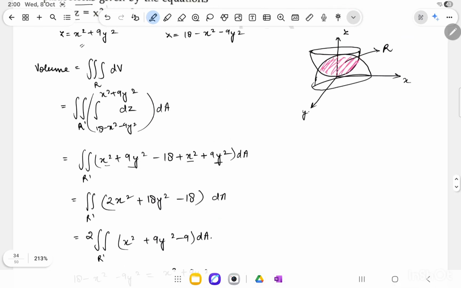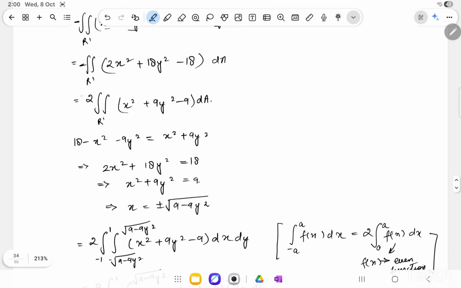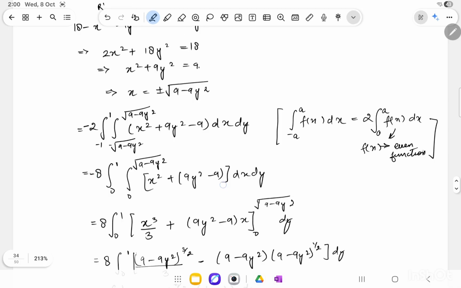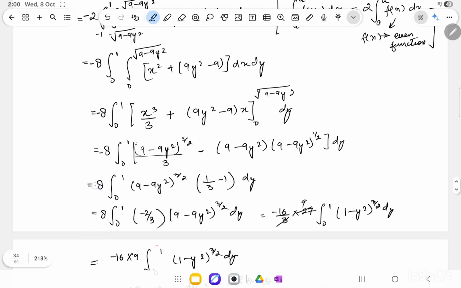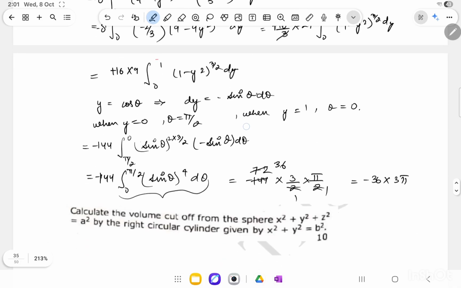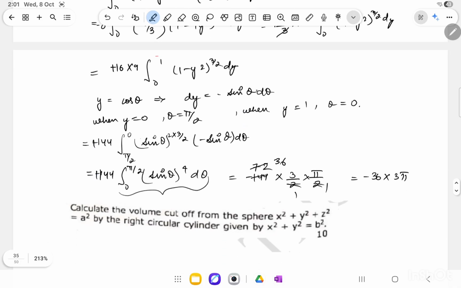Okay, so we have plugged in these limits as opposite, because if you see that z varies from this point up till this point, this should be the lower limit and this should be the upper limit, and we have reversed their roles, so there should be a negative sign here, and likewise a negative sign, and then it will be positive. So it is plus 36 times 3π. So this completes this question.